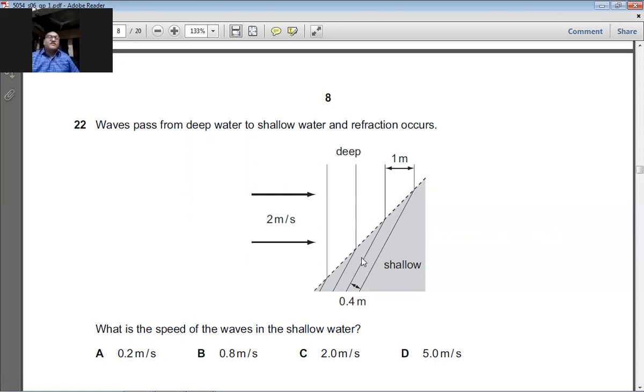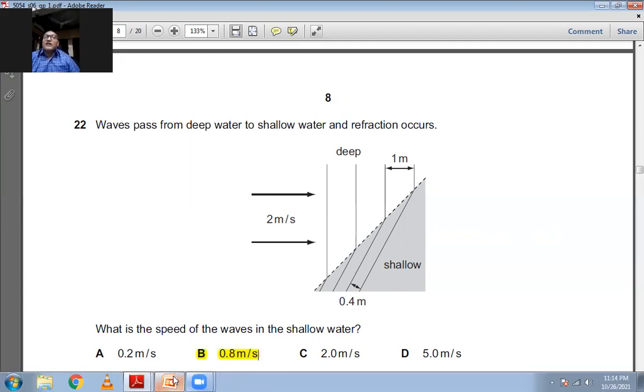Whatever is the frequency of these waves in the deep water, the same will be the frequency of these waves in the shallow water. In the shallow water, the frequency is still 2 hertz and the wavelength has become 0.4 meter. So I can find out the speed. The speed is V equals F lambda. So if F is 2 hertz and lambda is 0.4 meter, when you multiply them, you get 0.8 meter per second. So I think B is the choice.